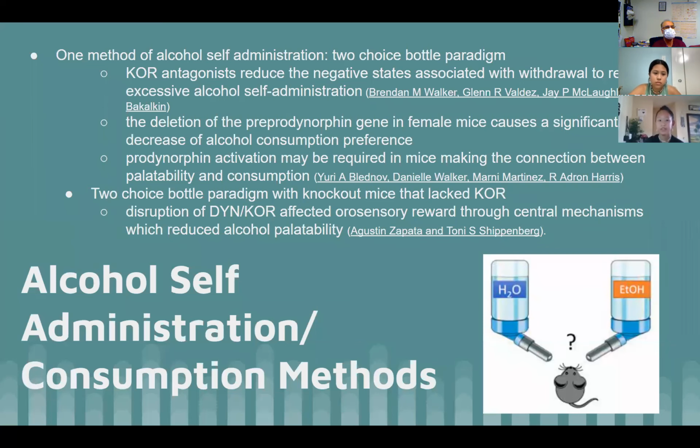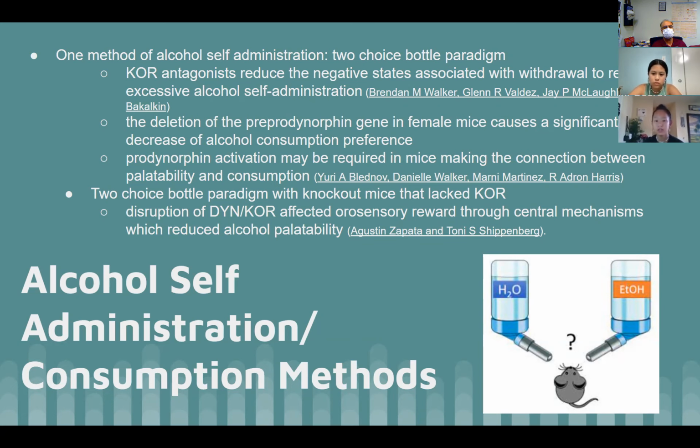Now on to different alcohol self-administration and consumption methods. For many studies involving self-administration, mice are usually given a two-choice bottle paradigm. One study proposed that if there was an increase in KOR signaling, or the DYN system is activated following chronic alcohol exposure that is significant enough to result in increased self-administration of alcohol, KOR agonists should be successful in reducing the negative states associated with withdrawal to reduce the excessive alcohol self-administration.